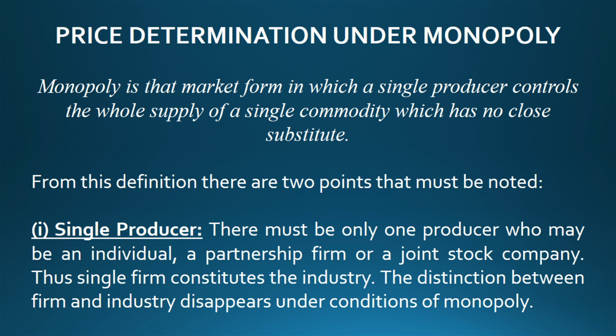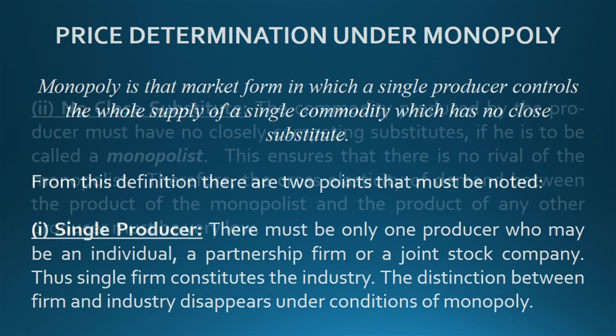1. Single producer. There must be only one producer, who may be an individual, a partnership firm or a joint stock company. Thus a single firm constitutes the industry. The distinction between firm and industry disappears under conditions of monopoly.